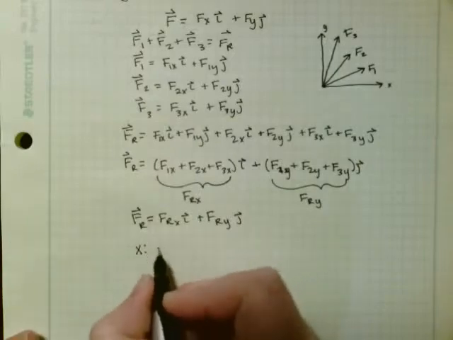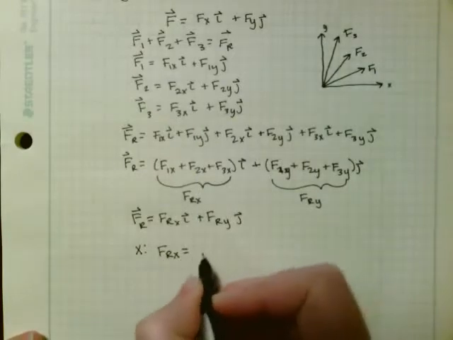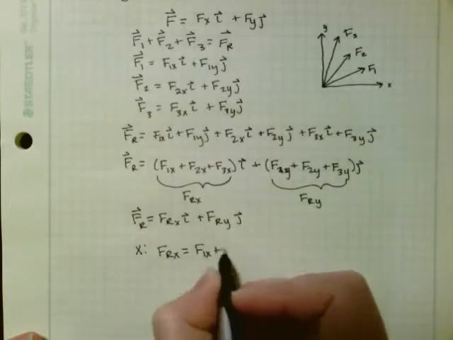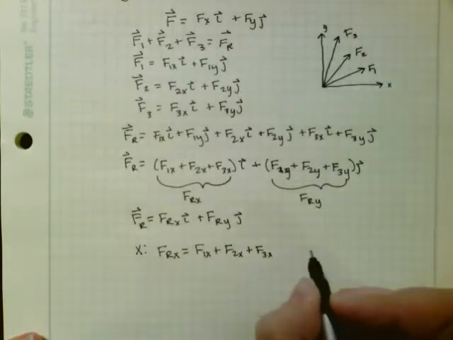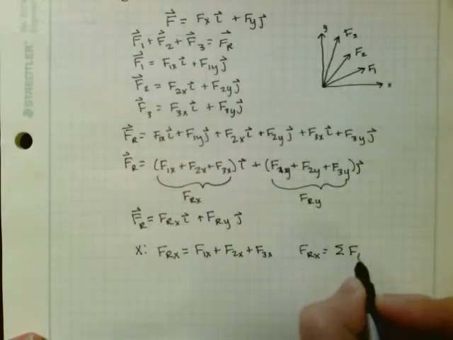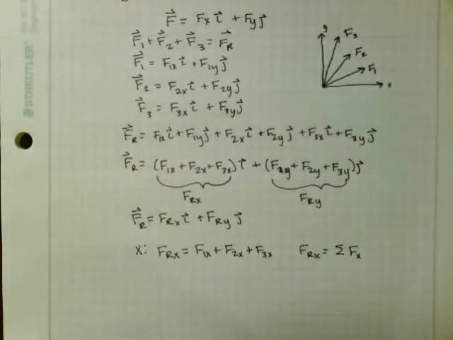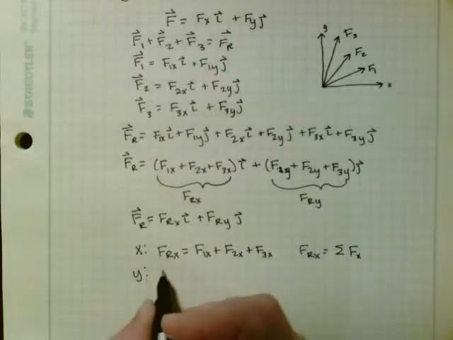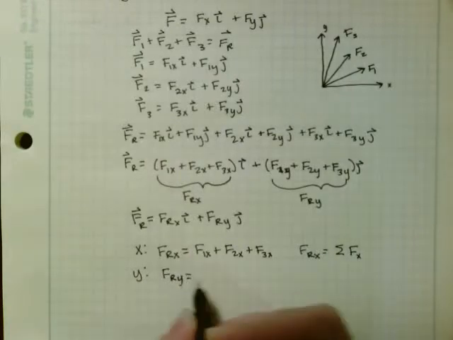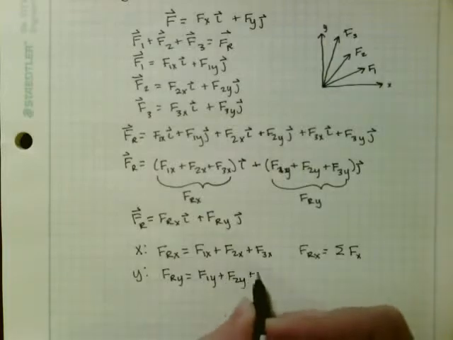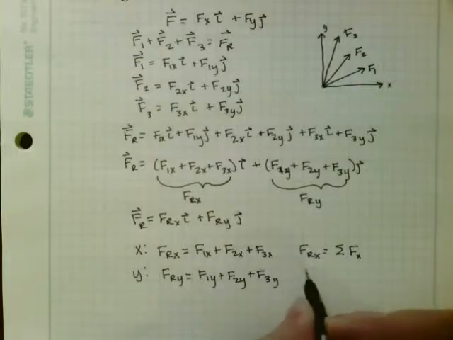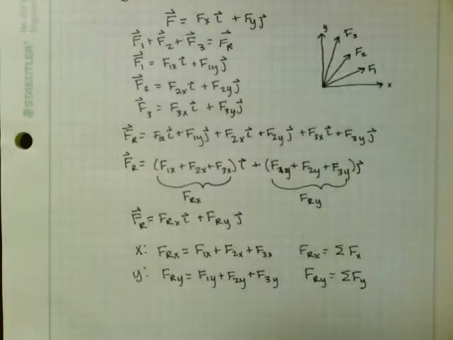So normally what I do is I start from the beginning, and I would say, okay, all of the x components, which means that FRx is going to be equal to F1x plus F2x plus F3x, which is basically just that FRx is always going to be the sum of all your x components of the forces. And your y is FRy equal to F1y plus F2y plus F3y. Same thing, the sum of all your y forces.